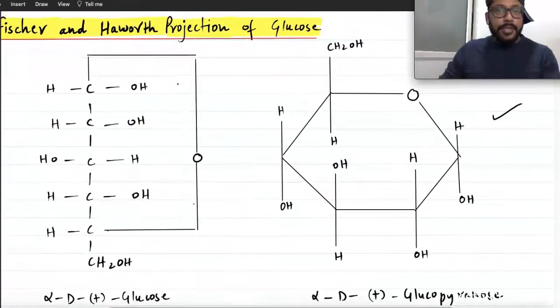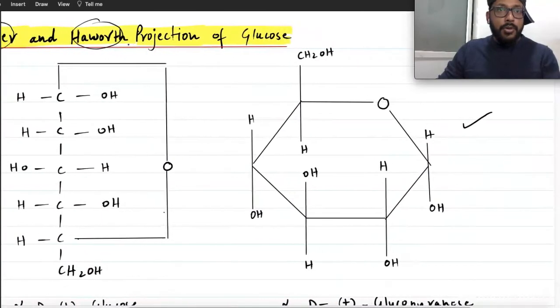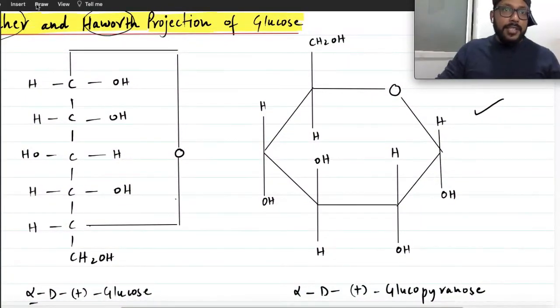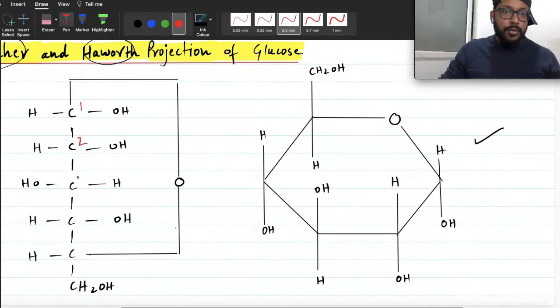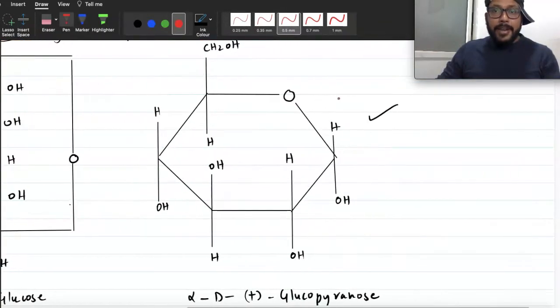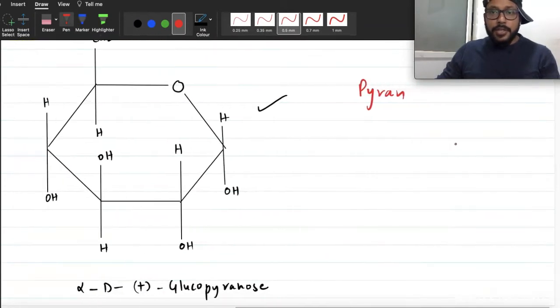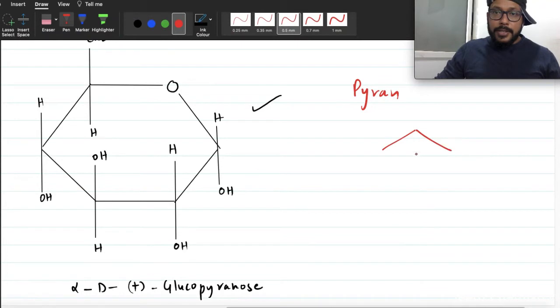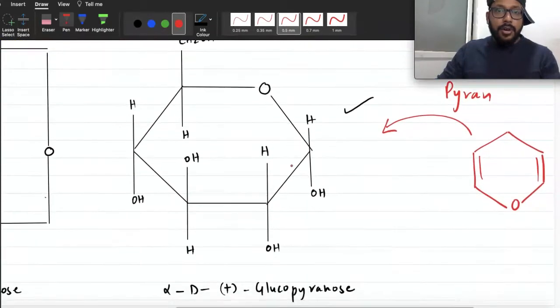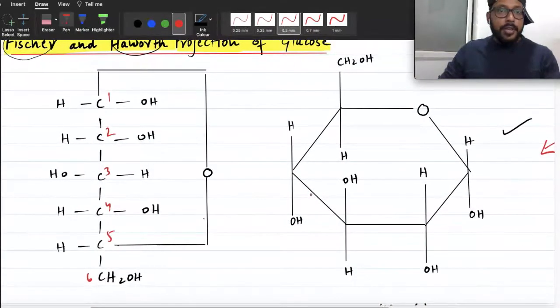Haworth projection, named after the scientist Haworth, and Fischer projection, named after the scientist Fischer. The Haworth projection represents all of these carbon atoms, like 1, 2, 3, 4, 5, 6, right? Haworth took pyran as a molecule to represent the structure. So the real formula of pyran is this. This is the formula of pyran, which contains double bonds at these positions. So this converts to a similar structure of glucopyranose, by the help of which he clearly showed the structure of glucose.